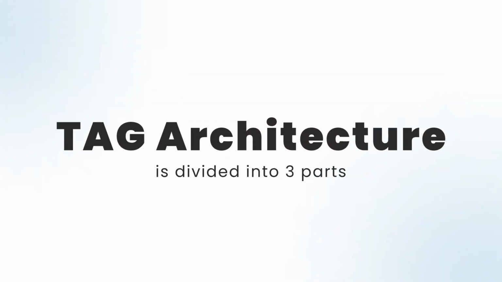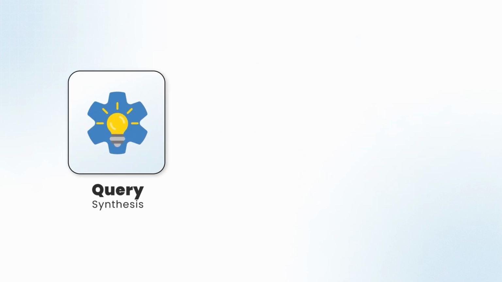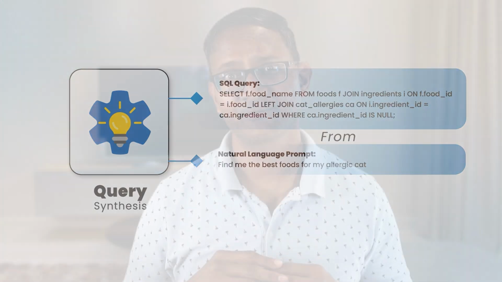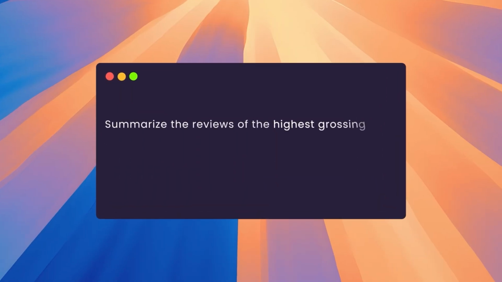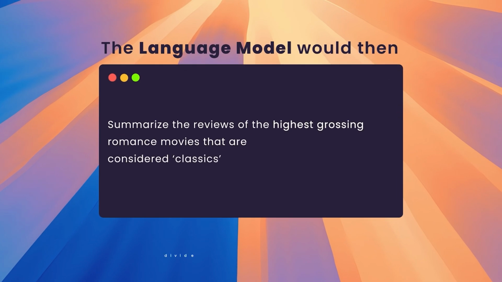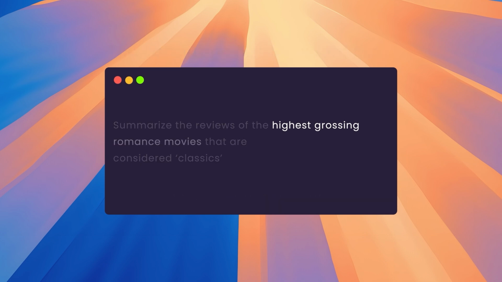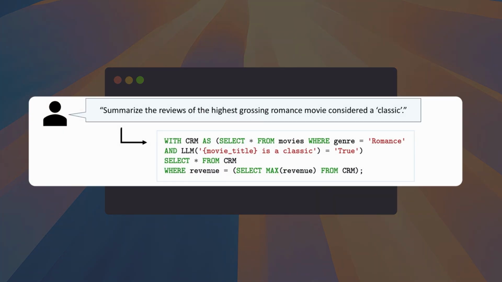TAG's architecture is divided into three parts: query synthesis, query execution, and answer generation. Query synthesis, as its name suggests, creates SQL queries out of natural language prompts. For example, if you prompted, summarize the reviews of the highest grossing romance movie that is considered a classic, the language model would then divide the prompt into three sections: highest grossing, romantic movies, and movies that were released a few years ago that are considered classics. Using these three pieces of knowledge, TAG would create a SQL query that looked like this.